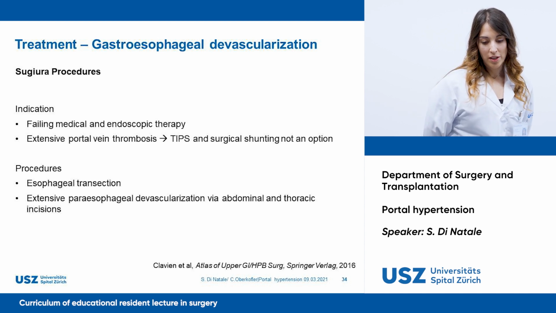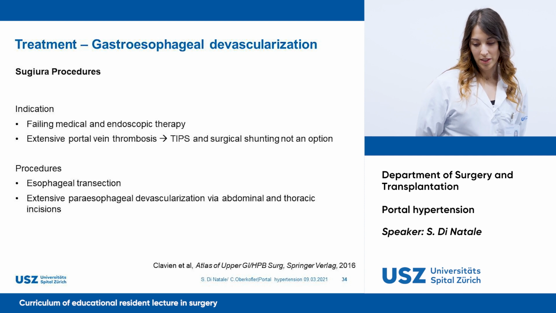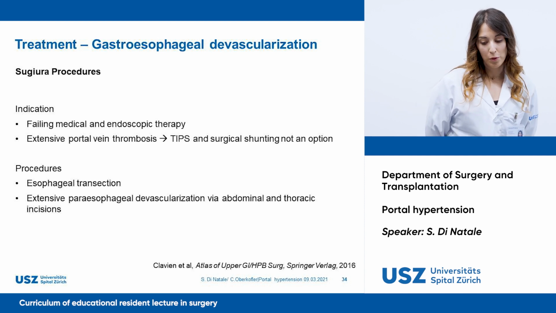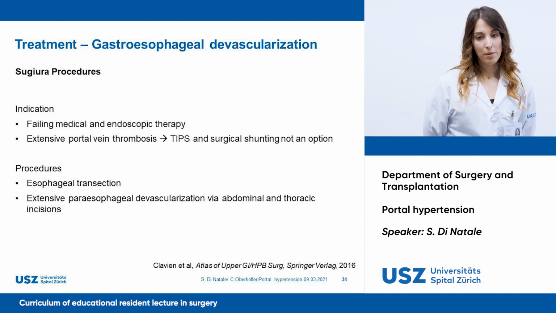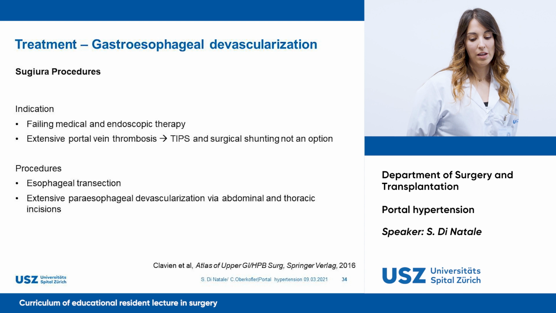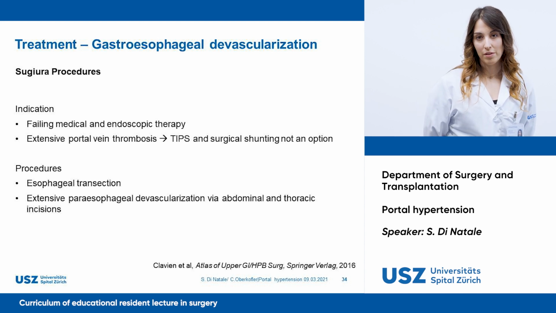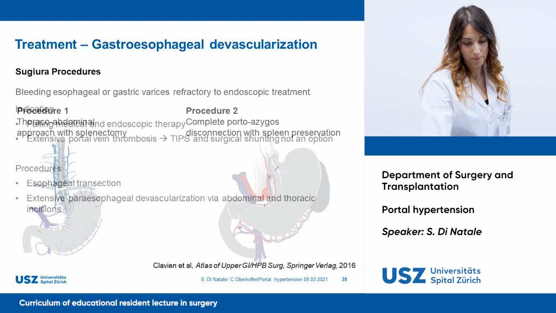The procedures include esophageal transection, which limits the blood flow from the portal to the central venous system, and an extensive periesophageal devascularization through an abdominal and a thoracic incision.